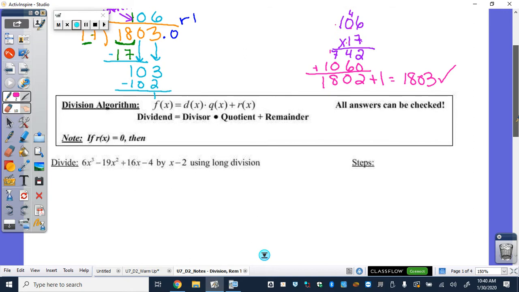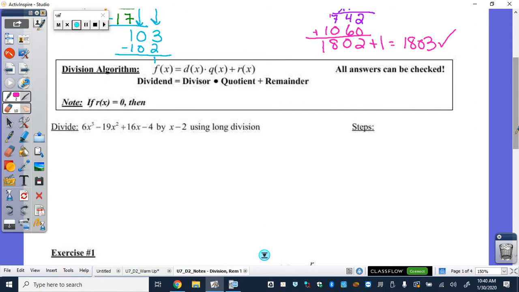So these are just notations that they like to use. F of x is just referring to your dividend. What is it that you're dividing into? So my dividend up above, remember, was the 1803. So now it's just going to be a polynomial. D of x refers to the divisor. What is it that you're dividing by? Q of x is your quotient, and then R of x is your remainder. So the nice thing is that they kind of use those letters to help you out. Q of x, quotient, R of x, remainder.